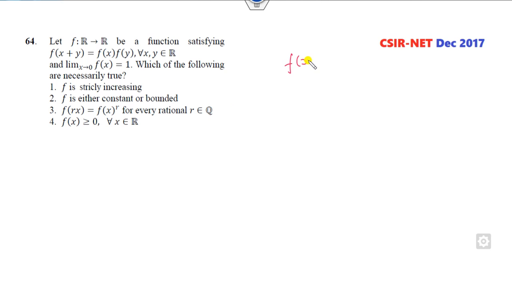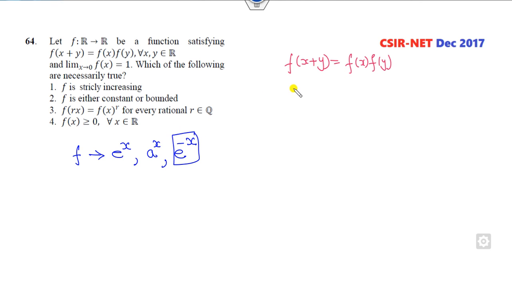Okay, so this is a very interesting question. So f(x plus y) is f(x) f(y). Can you think of any such function? Definitely the function is of this form, then only it will happen. Fine. So look at the options. If I take f as e to the power x, it satisfies this property because it is nothing but e^x times e^y. That's satisfied here. And the limit as x approaches 0 is 1. That's also satisfied. Is it an increasing function? No. So this is cancelled out.